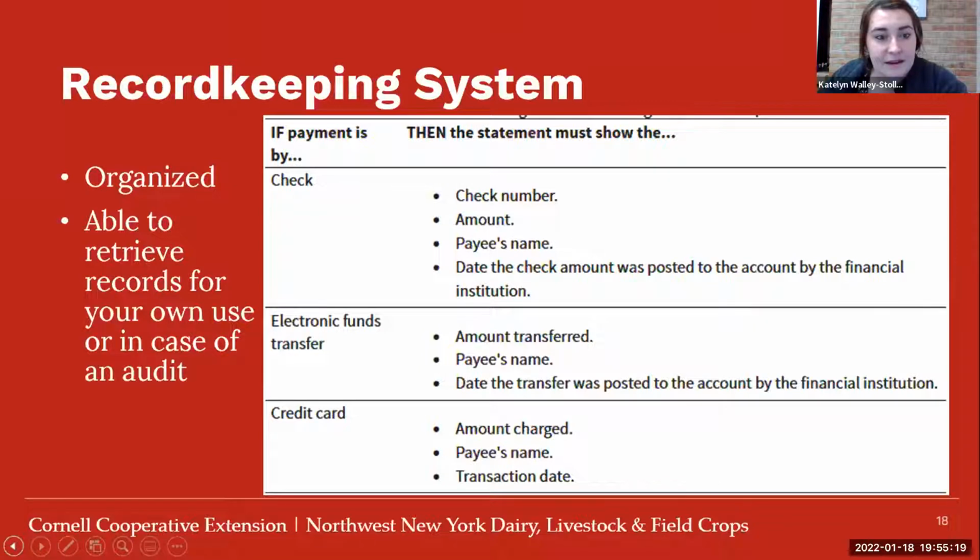Yes. And then is there a difference between wholesale versus retail in terms of taxes?